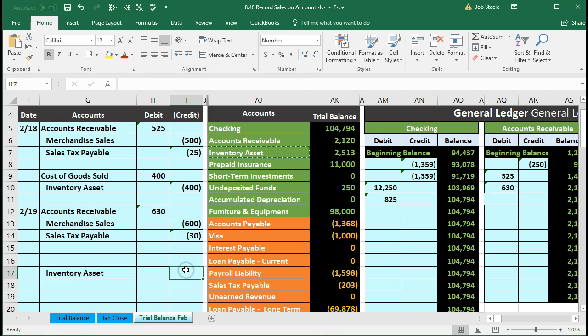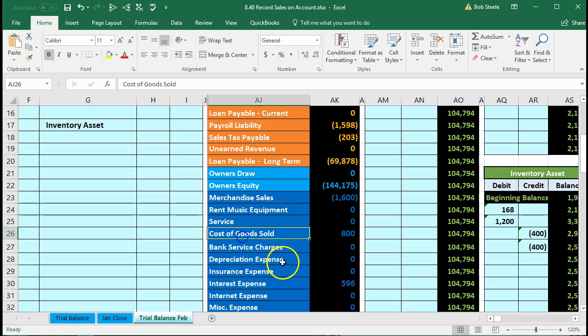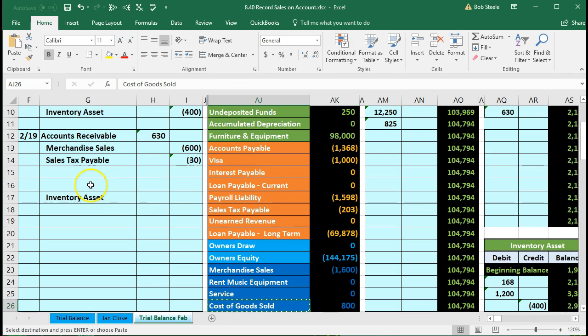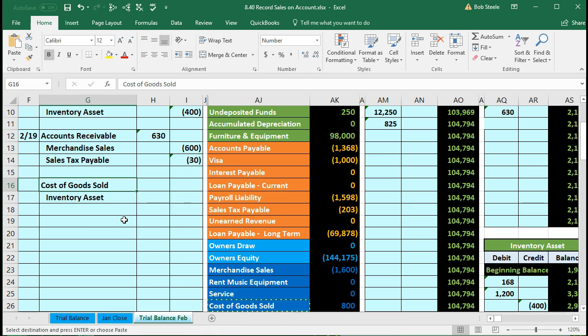And I don't know what the amount is yet. Once again, we'll check that out, but we do know that we're going to have to debit something, and we're going to debit the related expense account, the cost of goods sold account. Cost of goods sold down here, there it is. We're going to right click on that, copy it, put that on top here in G16, right click, paste 1, 2, 3. Now we just need to know what that amount will be.